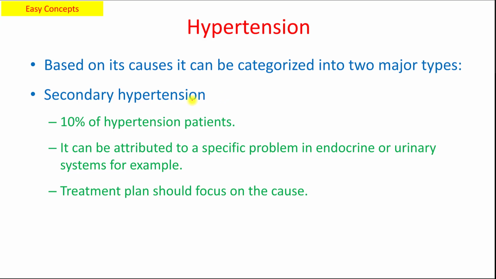This is very rare, like 10% of the hypertension patients, and this is usually because there are problems in other organs, maybe in the kidney or maybe in the glands of the body. So for this one, the treatment is to treat the cause of it.